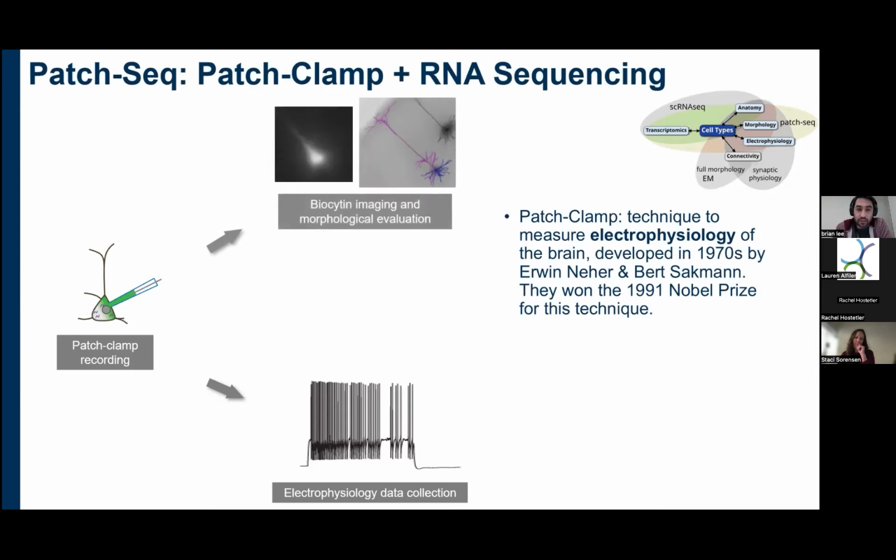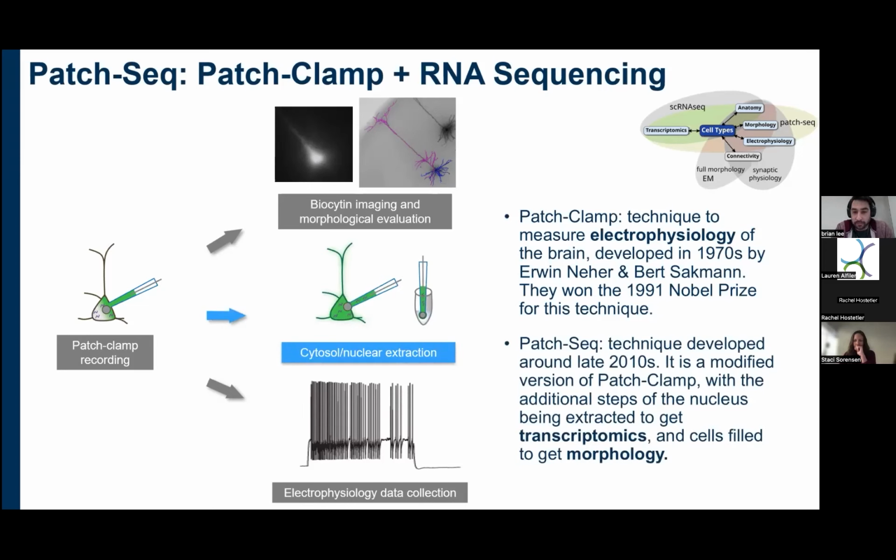And then a few years later, several other scientists and groups found out that with this internal solution that we are using to measure the electrical activity of the neuron, we can actually put a dye into that neuron and understand what the shape or the morphology of that neuron is. So this technique, like I said, has been around since the 70s and has been a great technique to understand how cells function and what the shapes of the neurons are. But where we've come into play, and the purpose of this talk, is looking at Patch-Seq.